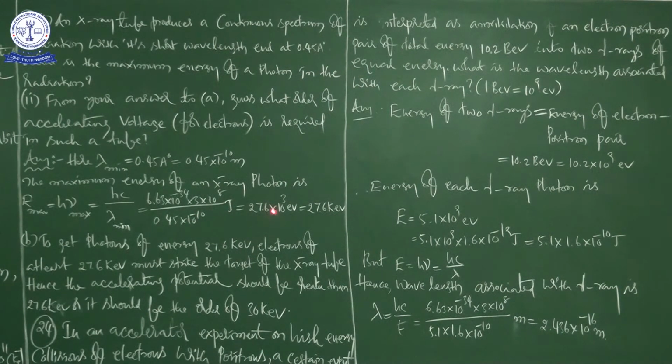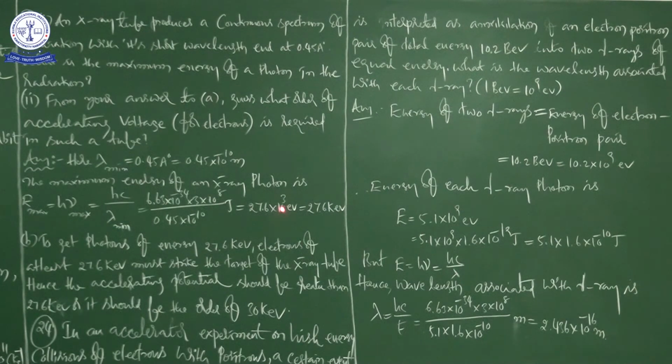That is equal to 27.6 into 10 to the power of 3 electron volts, right? So first we have to complete this calculation, then you will get the answer in joules. That value we have to convert into electron volts, then you will get 27.6 into 10 to the power of 3 electron volt.